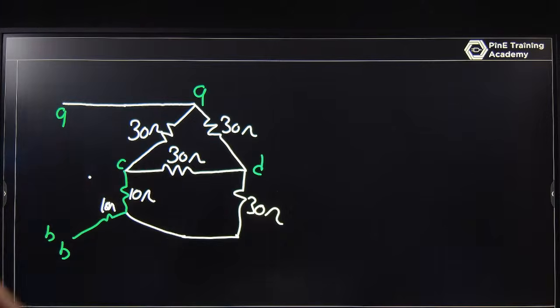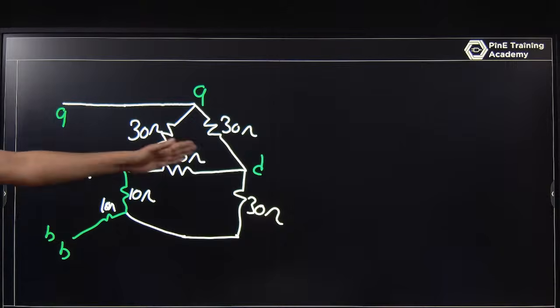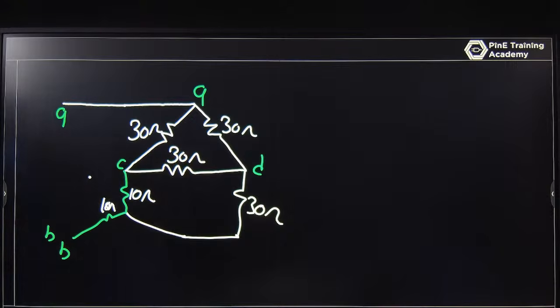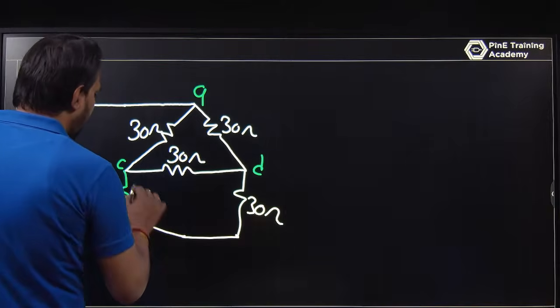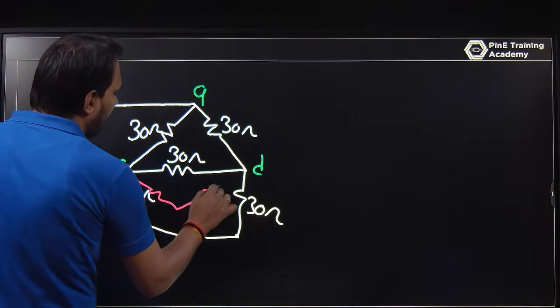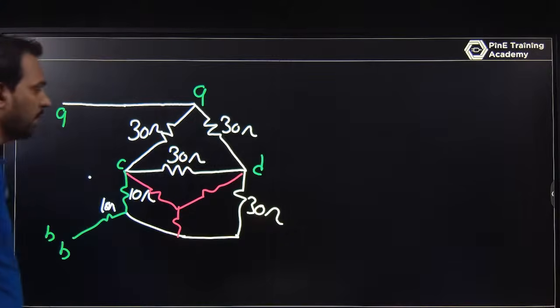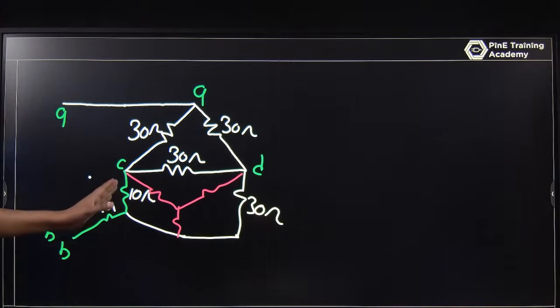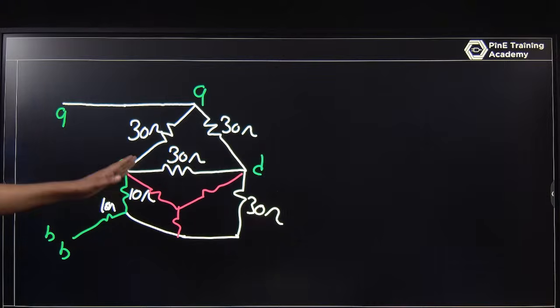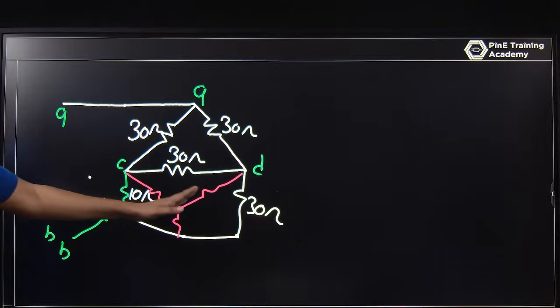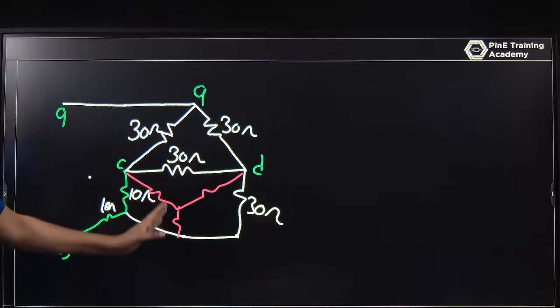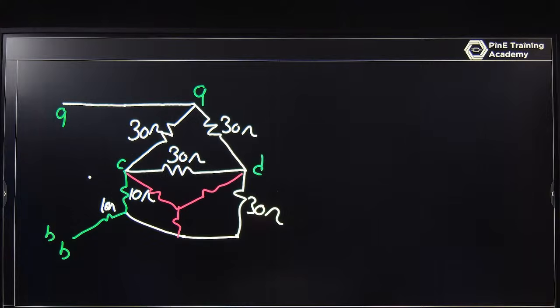You can convert this into a star. This is delta, basically, and you can convert it into a star. If you convert it in this way, 10 ohm, 30 ohm, 30 ohm, that is delta to star. So this and this are in series, this and this are in series, and they are in parallel. This is the way you can do it.